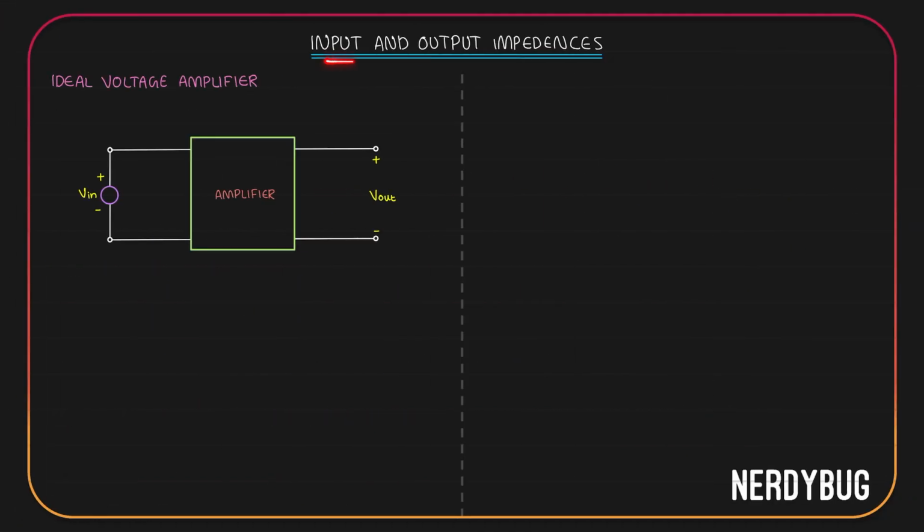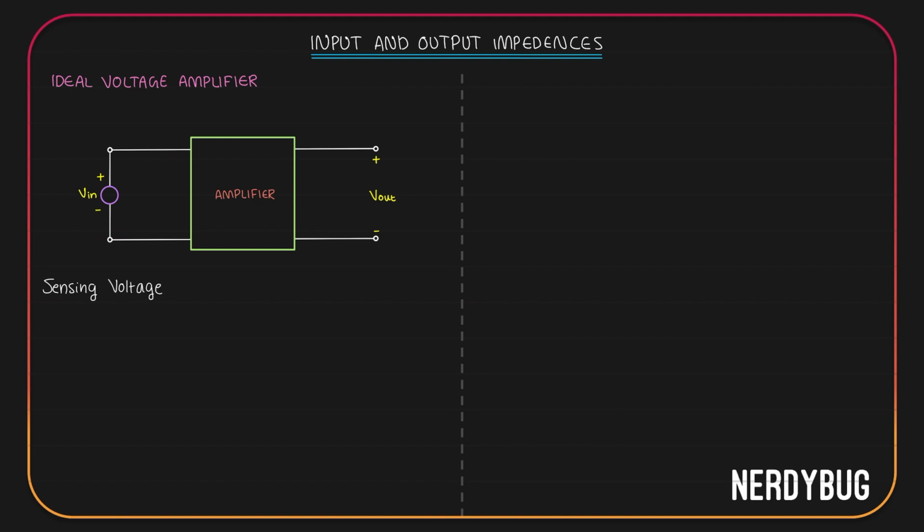Let us now take the input and output impedances of an amplifier. First, I will take an ideal voltage amplifier. I am giving an input V input and I am getting an output V output. First of all, we have to get an idea on what the amplifier is doing on the input side and on the output side. V input is provided by some other circuit. So on the input side, the amplifier has to sense some voltage that is given to it.